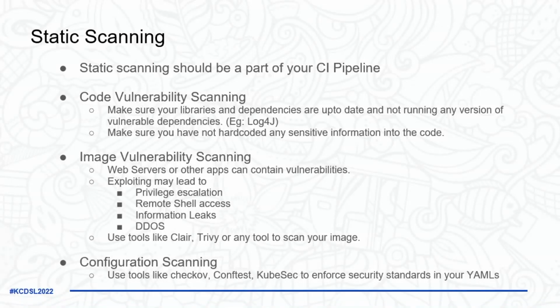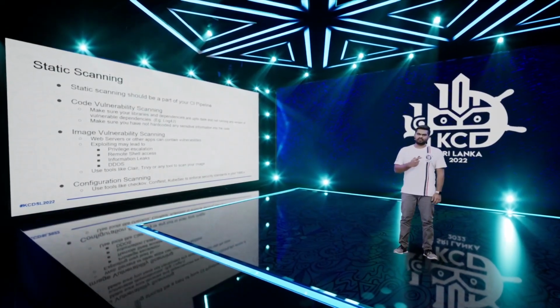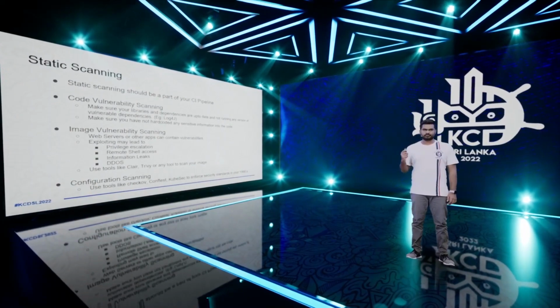And then there's another one called configuration scanning. So configuration scanning is when you're committing your YAMLs to your GitOps repository, etc. You can easily check them via Checkov or something else and see if you are missing anything, if you are missing a trick, if you are missing any security configuration or a policy. So it gives you feedback and you can fix them and secure your pipeline.